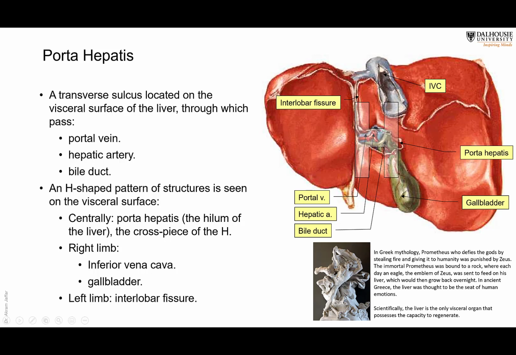And then you can imagine that there is an H-shaped pattern, and the porta hepatis is like the horizontal bar of the H. There's a vertical bar here, which is the interlobar fissure between the left lobe and the right lobe of the liver. And there's another vertical structure here, which is formed by the gallbladder and the inferior vena cava. This is important to notice here. Look at the inferior vena cava. It grooves the liver.